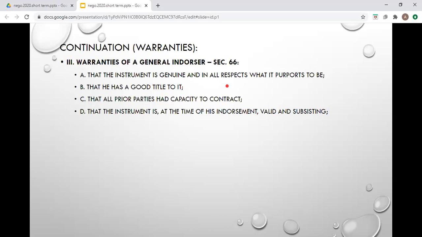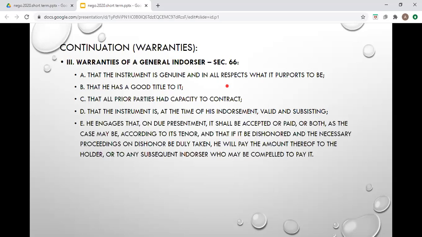And not only that, if you are a general endorser, hindi lang 4 ang warranties mo, magiging 5 kasi kapareho mo na yung drawer. That the instrument at the time of the endorsement is valid and subsisting. That engages that on due presentment, it shall be accepted, paid, or both, and as the case may be, according to its tenor, that if it is dishonored, etc. Okay?